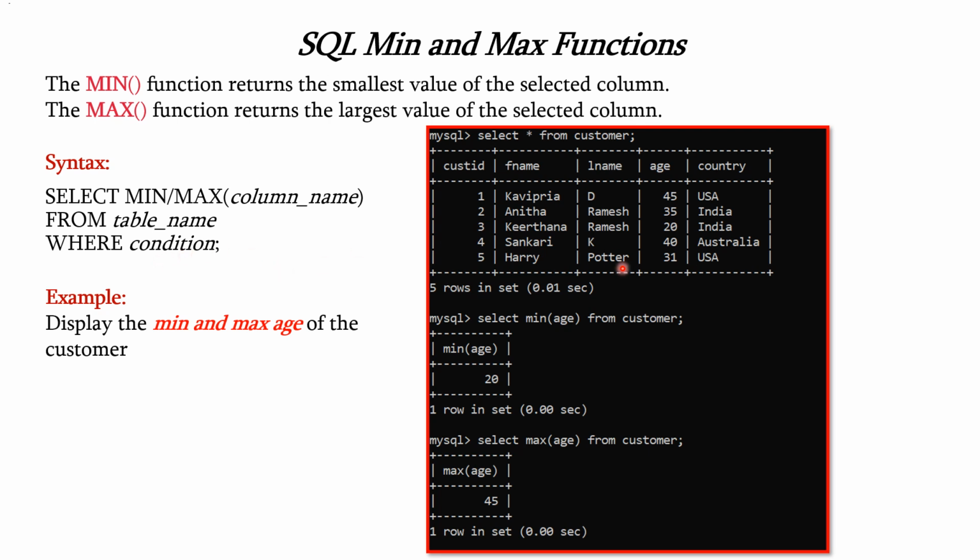So let us see an example for the min and max functions. We have the customer table here. If we give select star from customer, it displays all the rows of the customer table. The example is: display the minimum and maximum age of the customer. To display the minimum age, we write the query like this: select min of age from customer. The column we are considering is age and the table is customer. If we see the age column, the minimum value is 20, so that will be displayed as the answer. Next, for displaying the maximum age, we write: select max of age from customer. The maximum age is 45 here, so that is displayed as the result.